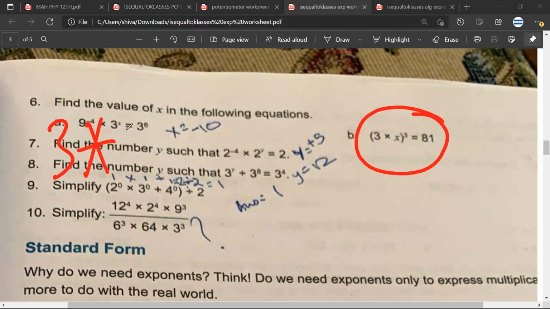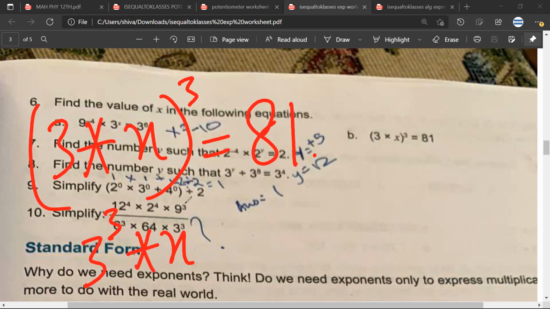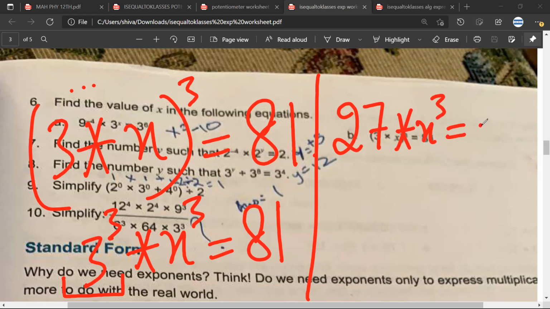So for example, 3 into x raised to power 3 is equal to 81. Mr. Sarthak, any idea how to solve this? So it will be 3 raised to power 3 into x raised to power 3 equals 81. Shabash, very nice. What next? So what is this equal to? 3 raised to power 3 is equal to 3, 9, 27. So this will be 27 into x cube is equal to 81.